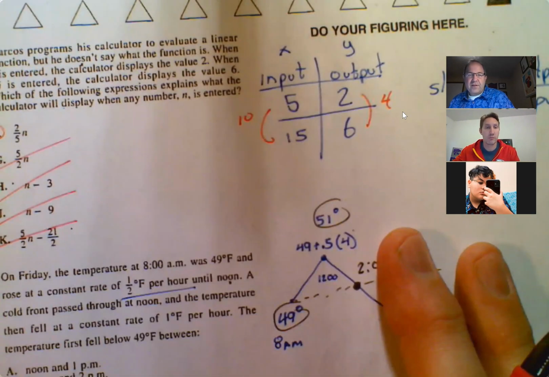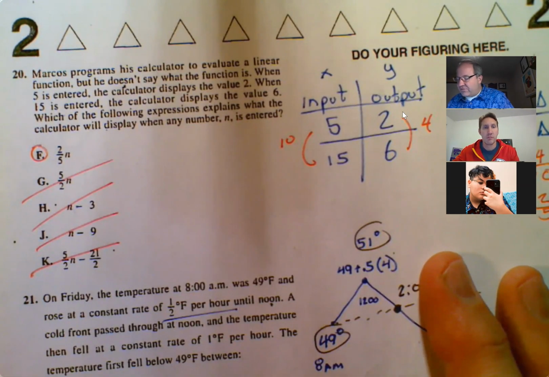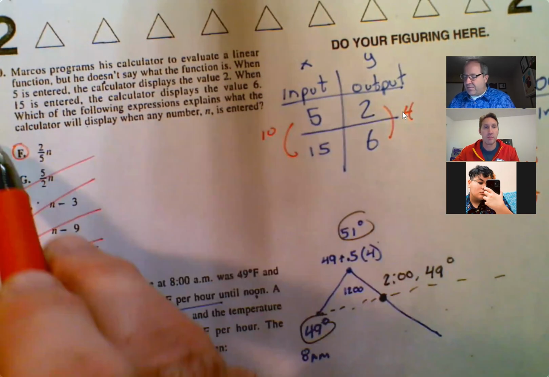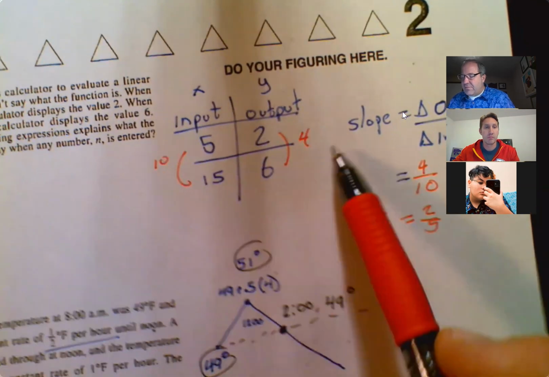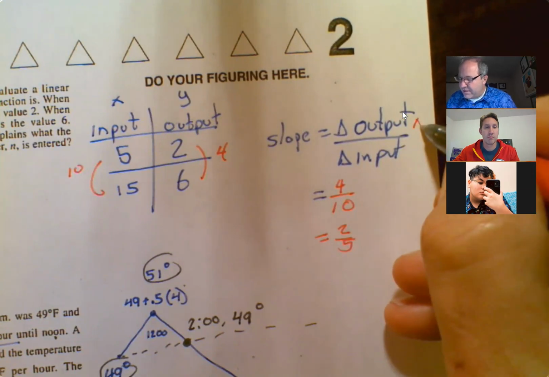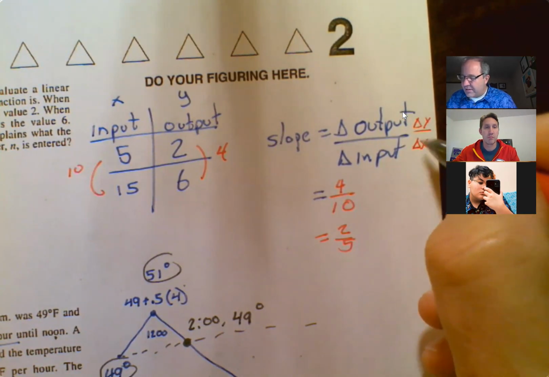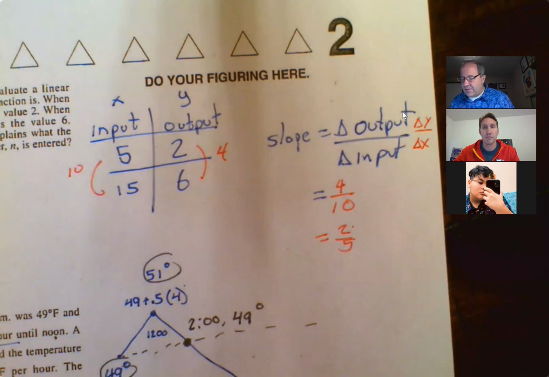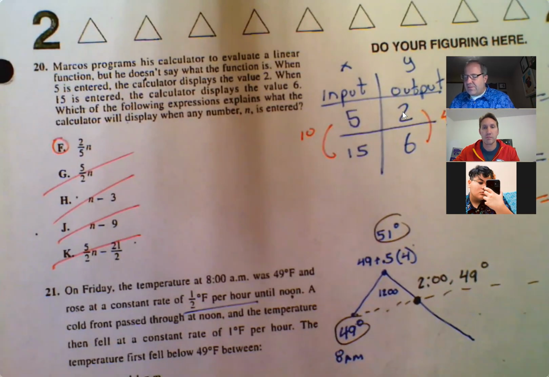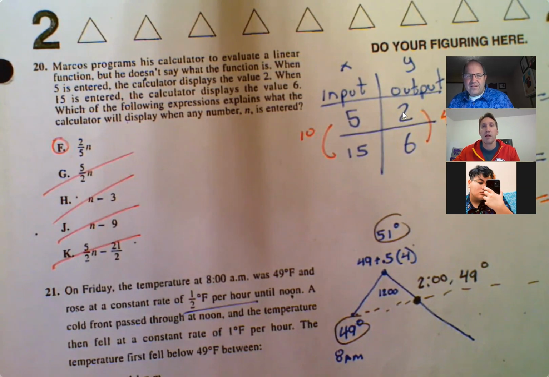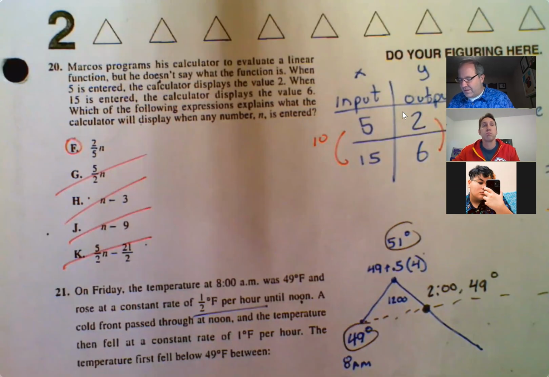Okay, last question. Number 20. It's an input-output calculator question. I think we saw one of these yesterday, actually. So I'm going to take the information and put it into an input-output. Remember, slope, right? It's the change in the output over the change in input. Sometimes you think about it being the change in Y over the change in X, right? Any way you want to think about it. Well, it's going to be 4/10, which is 2/5. If we look at the choices, there's only one of them where the slope is 2/5. Notice they've got the reciprocal one here trying to trip you up.